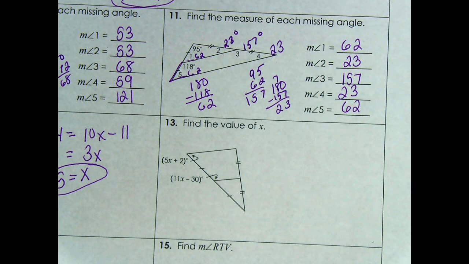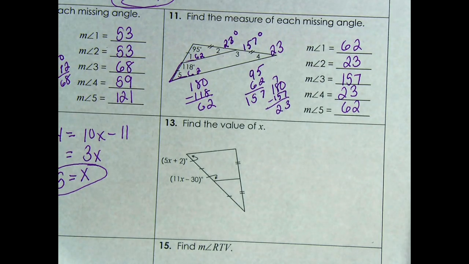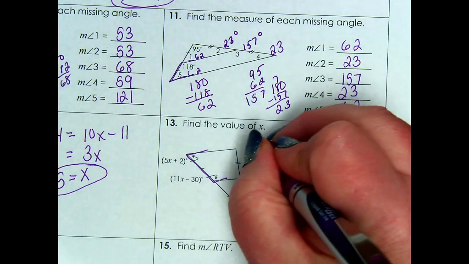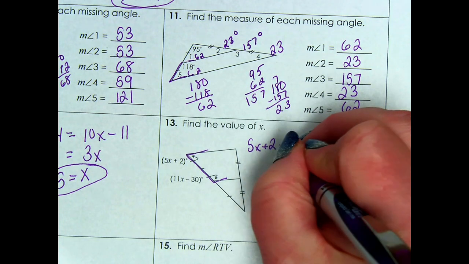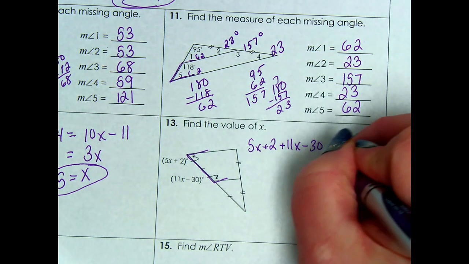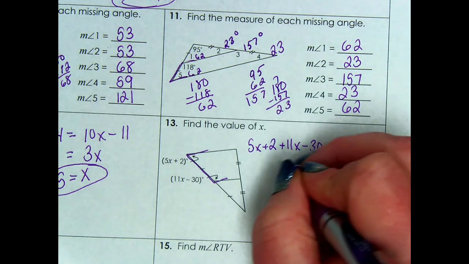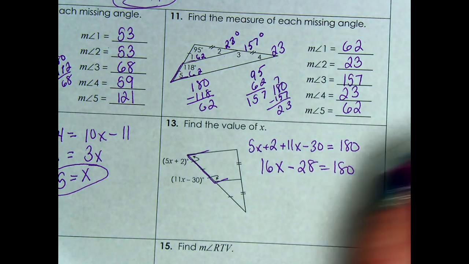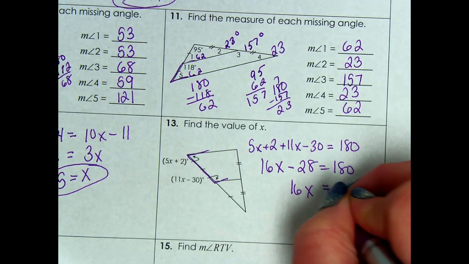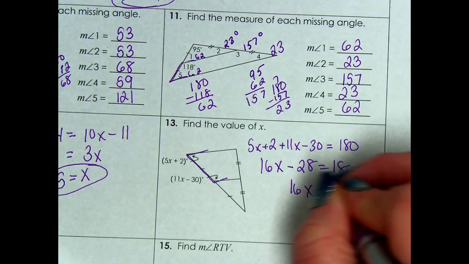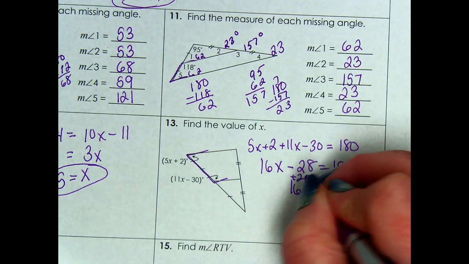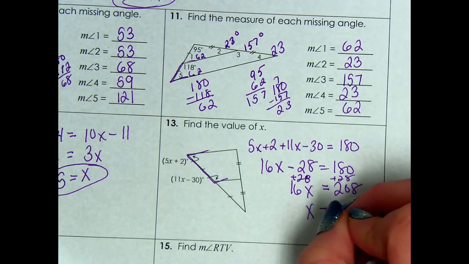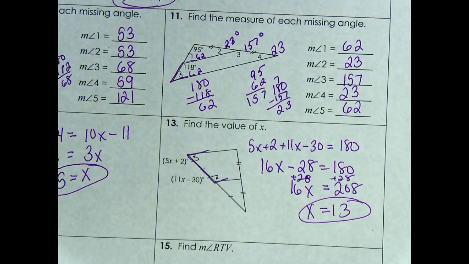You'll notice that number 13 is a little different because these are consecutive interior, which means that 5x plus 2 plus 11x minus 30 is equal to 180. So 16x minus 28 is equal to 180. 16x is equal to 208 because since this is minus, I'm adding it to each side. And when I divide both sides by 16, x is 13.